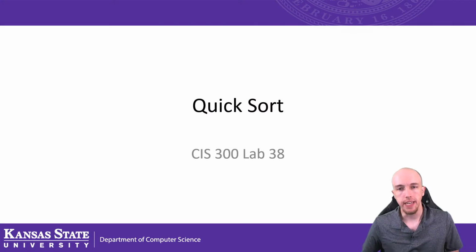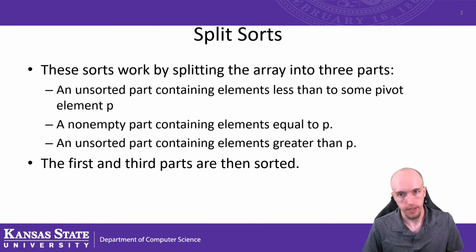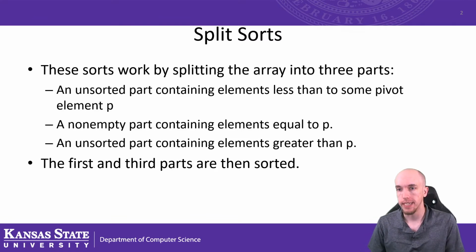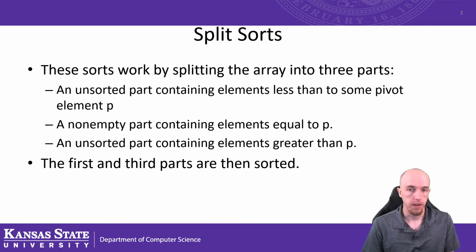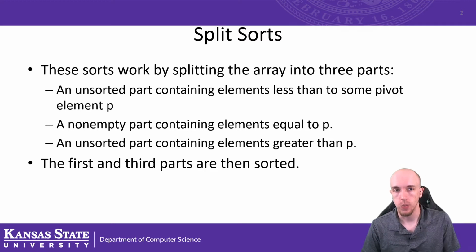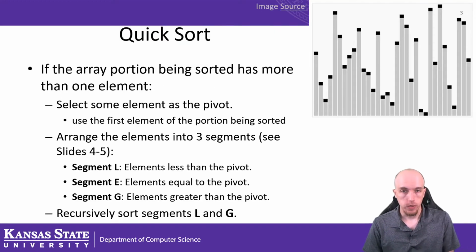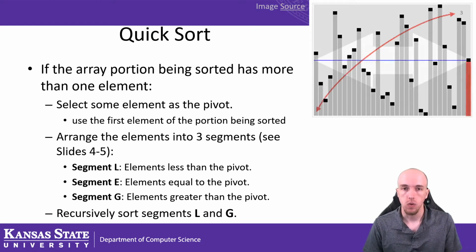In this video, we'll be taking a look at how quicksort works. These type of sorts work by picking some pivot point and splitting the collection of elements into three different parts. One part that is less than the pivot, one that's equal to the pivot, and one that is greater than the pivot. Once split, the less than and greater than portions are typically then sorted. So quicksort works in a pretty much identical way here.